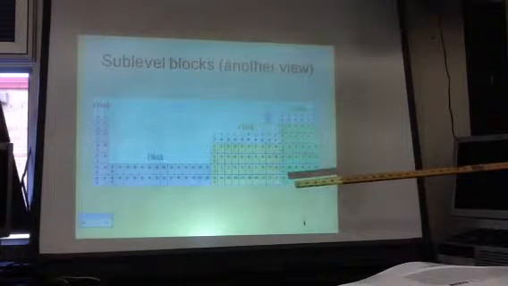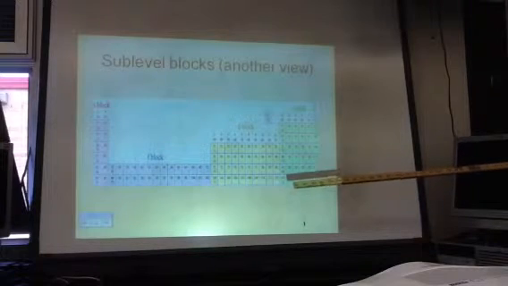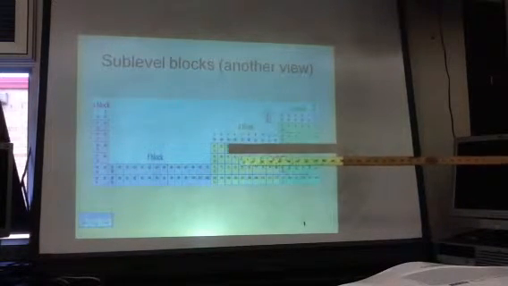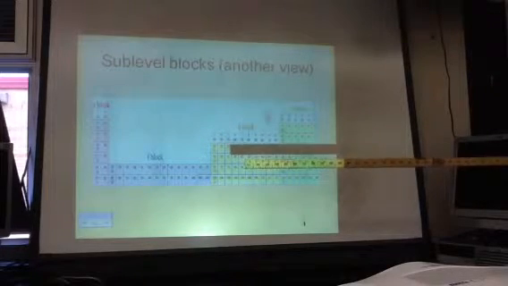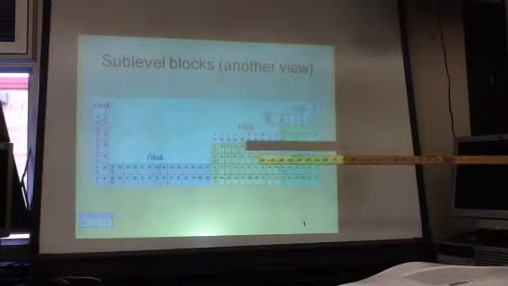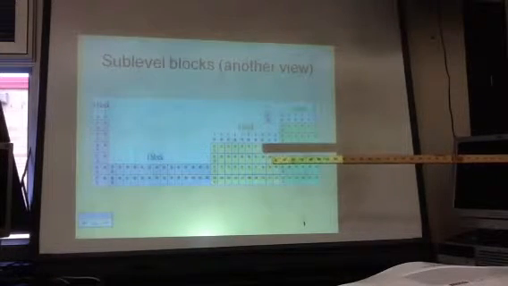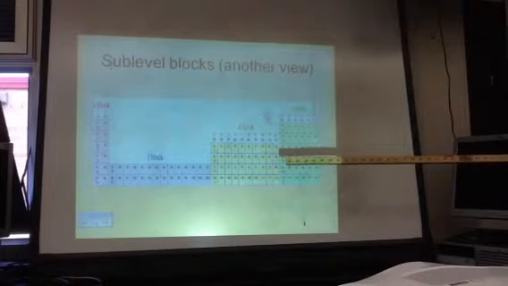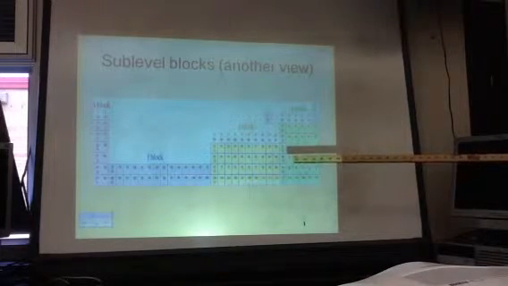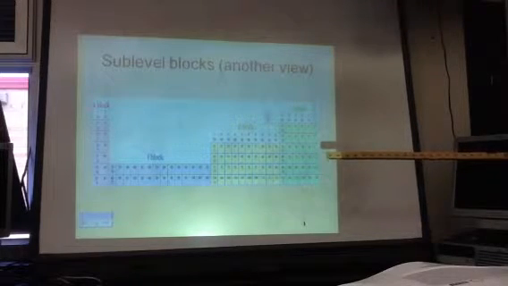10. Why? Because there's 10 electrons in the D subshell. So, 3d1, 3d2, 3d3, 3d4, 3d5, 6, 7, 8, 9, 10. And then we're back to 4p. 1, 2, 3, 4, 5, 6.